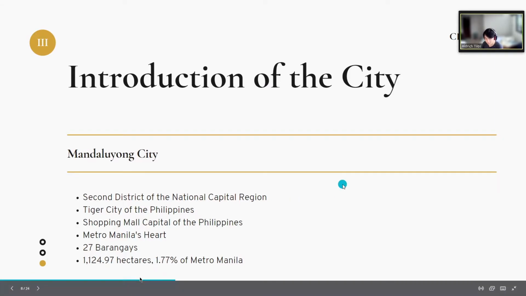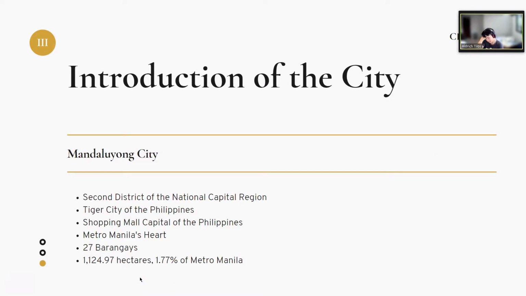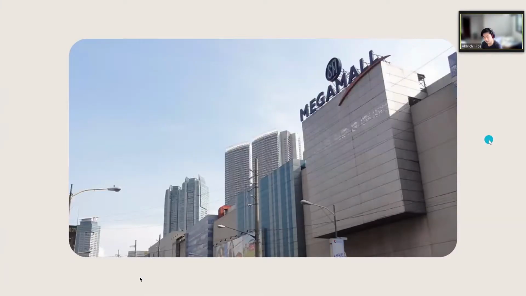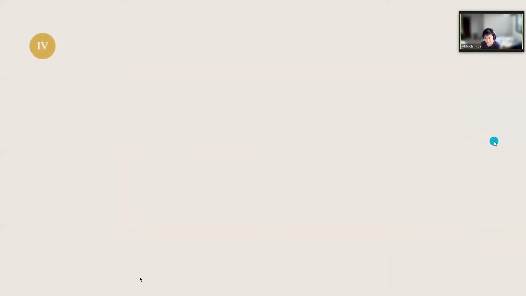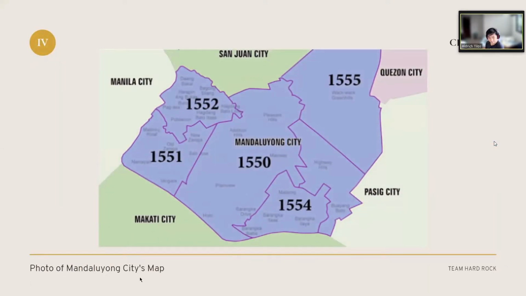So it's called the shopping mall capital of the Philippines because it has well-known shopping malls, which are SM Megamall and Shangri-La. And here is a map of Mandaluyong City. There, it's big. Okay, next.